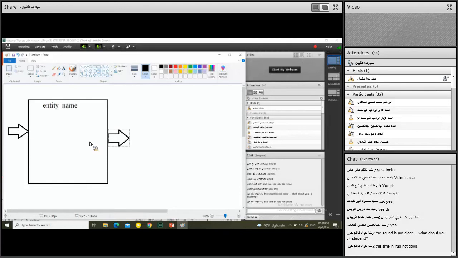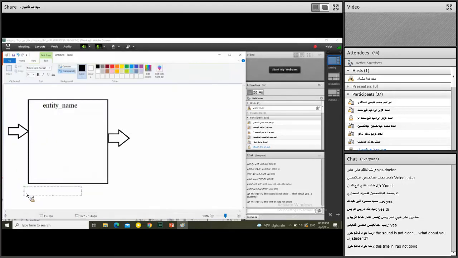We can call them entity inputs and entity outputs, or we can say entity port. Port refers to the inputs and outputs of the system. For example, we speak about the input port or output port of the system. Really, we can say entity ports.